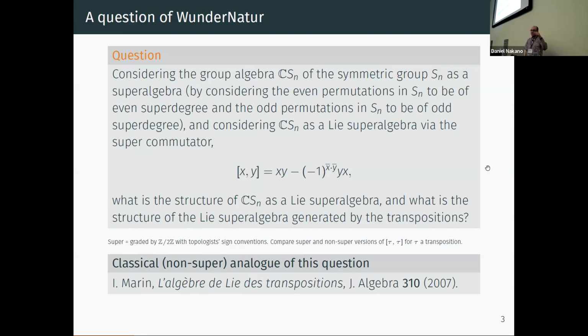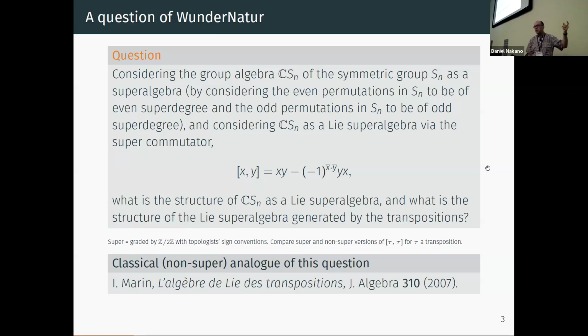But sometimes you might know the answer in the non-super and the ungraded case, and you might hope to bootstrap up and gain at least some information for the super case. But here you can see right away that in the super world, you're going to get a very different answer. So for super, the other part of being super, besides having a Z2 grading, is the topologist's sign convention. So when two things of odd superdegree move past each other, you get an extra minus sign.